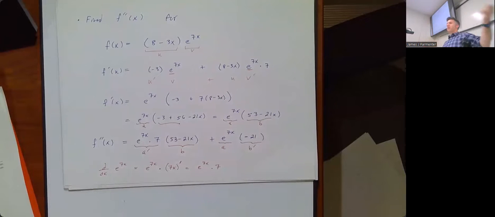And I should say the general answer to that question is it's coming from the chain rule, because I had e to the stuff, and the derivative of e to the stuff is e to the stuff times the derivative of the stuff.